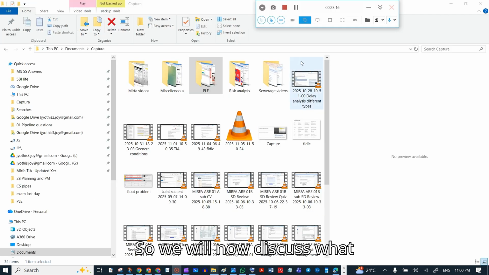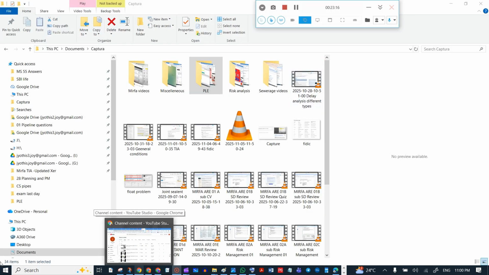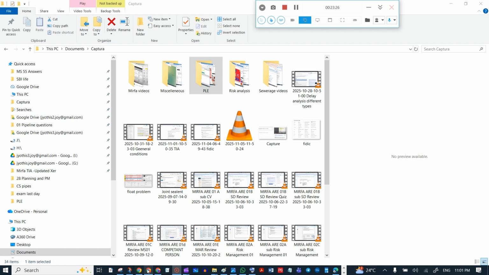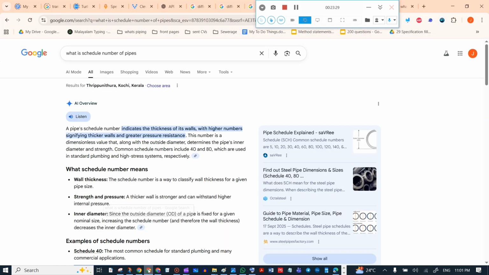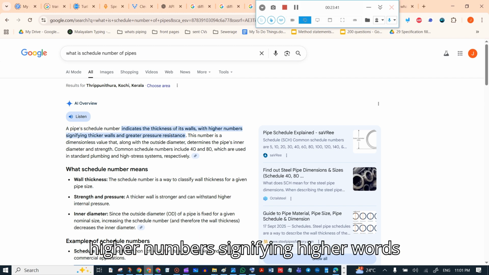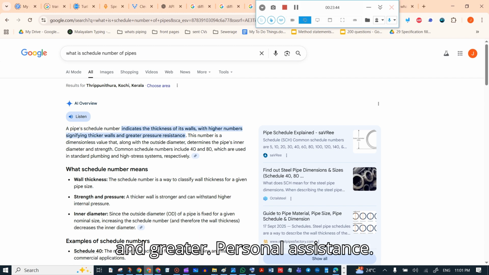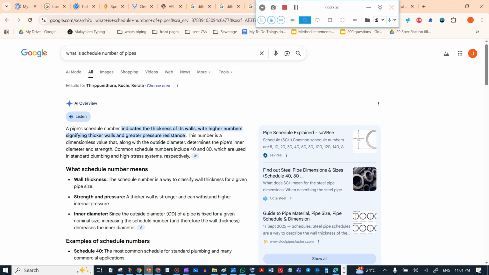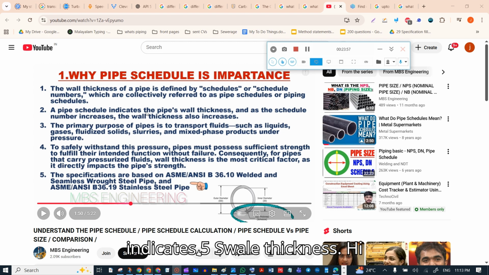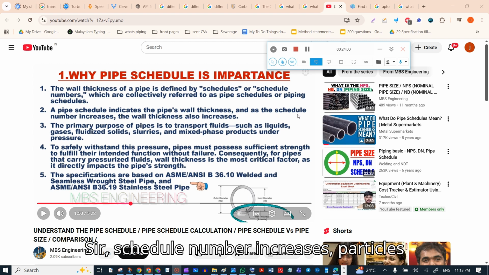So we will now discuss what a schedule number mentioned in our pipes is. What is a schedule number of pipes? The schedule number is a number which indicates the thickness of its walls, with higher numbers signifying thicker walls and greater pressure resistance. This is a dimensionless value. So the schedule number indicates a pipe's wall thickness. As the schedule number increases, wall thickness also increases.